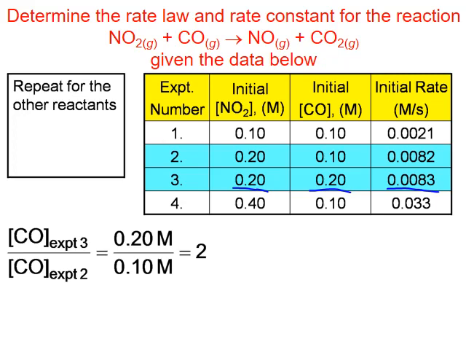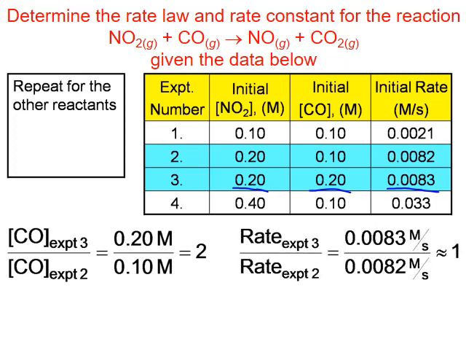So we can do this mathematically by doing a comparison. We know carbon monoxide doubles. The ratio between 0.2 and 0.1 is equal to 2. If we do the ratio for the rates, well, 0.0083 is pretty much exactly the same as 0.0082, just a little bit higher, but not much. This reduces in terms of ratio to approximately 1. The difference is probably just an experimental uncertainty difference between the two.